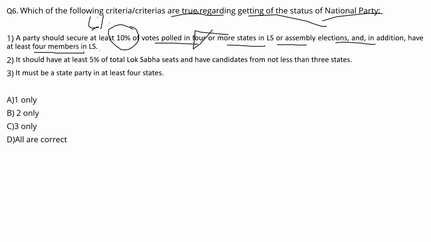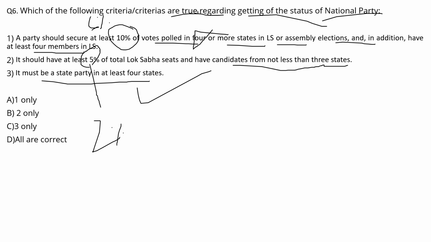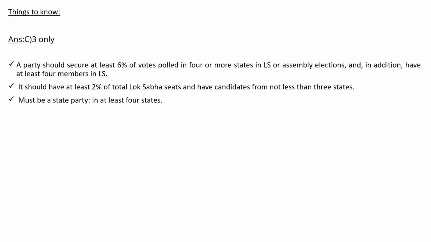It should have at least 5% of Lok Sabha seats and have candidates from not less than 3 states. This is also not true because this should be 2%. And the last one: it must be a state party in at least 4 states. This is true. So 1 and 3 are not correct, only 3 is correct.